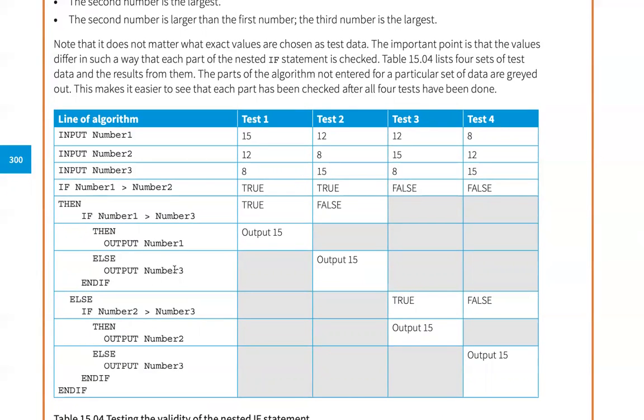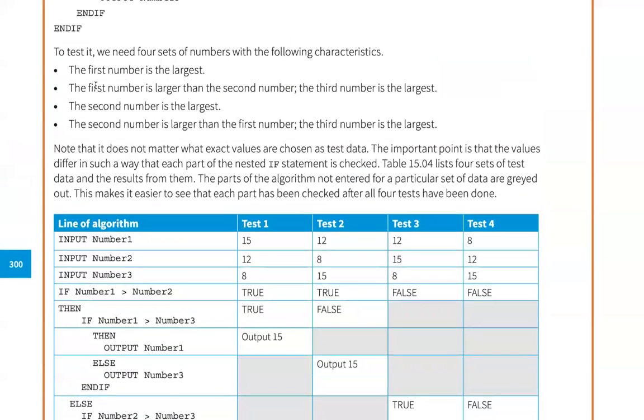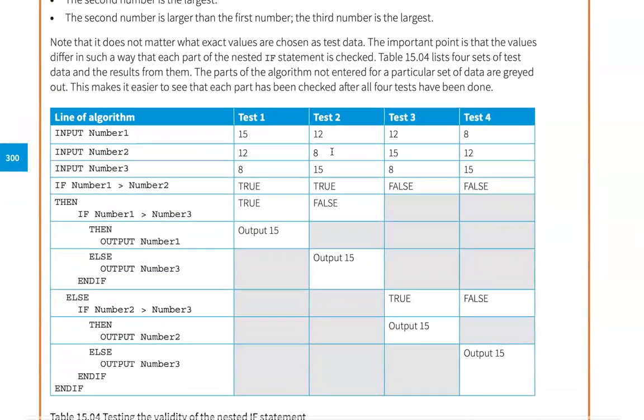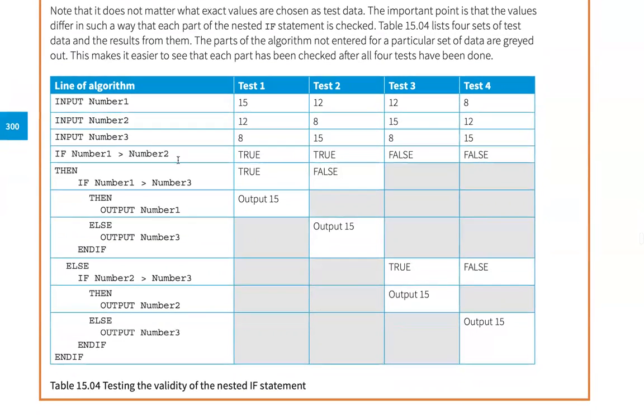Now I want to see if this path works properly. For this, I will use this test data. This is my second possibility, that the first number is larger than the second number and the third is largest. In this case, you can see the first number is 12, the second number is 8, but the third is the largest value. Let's see if this path is reached as expected. Is number one greater than number two? True. Is number one greater than number three? False, as expected. And do I reach here? Yes, I do. I will reach the else statement in which number three is output as the largest. Okay, so this is working properly.